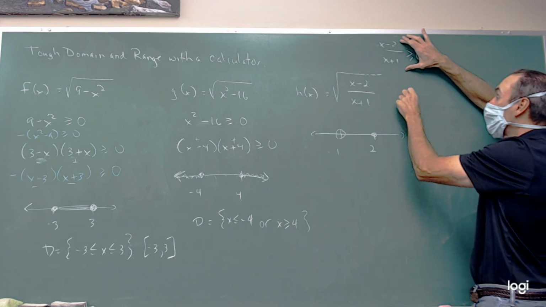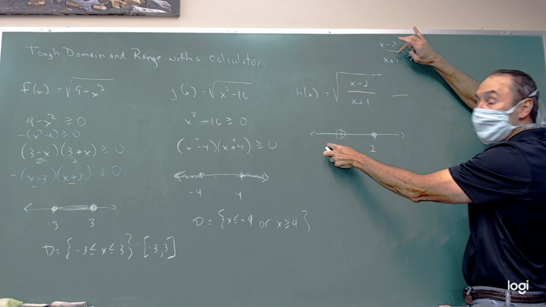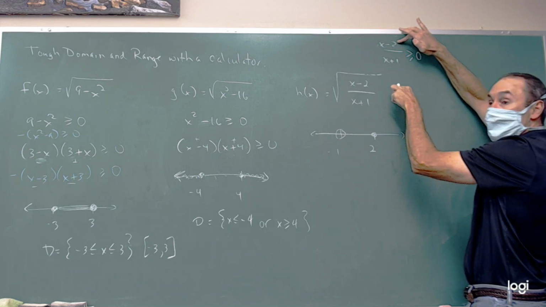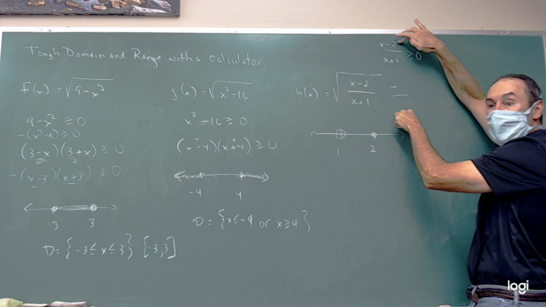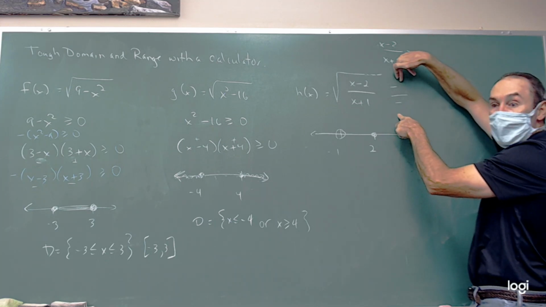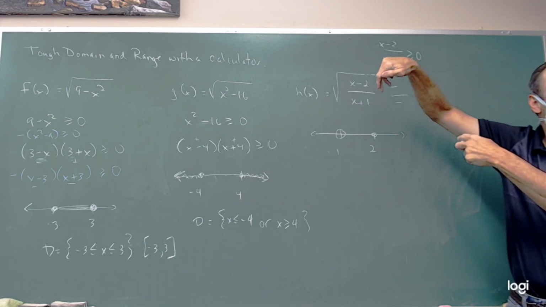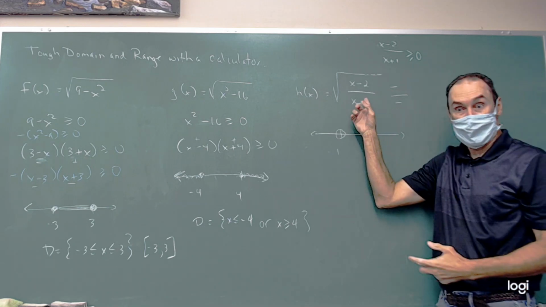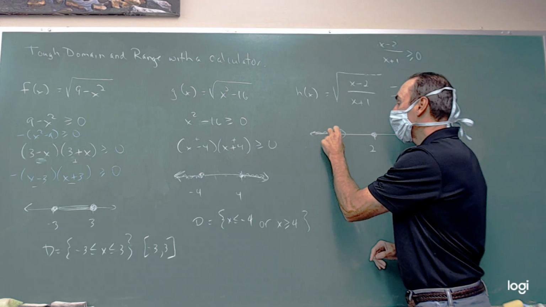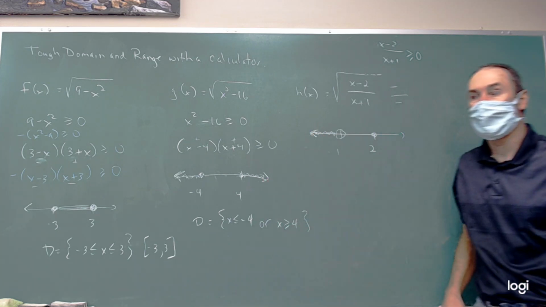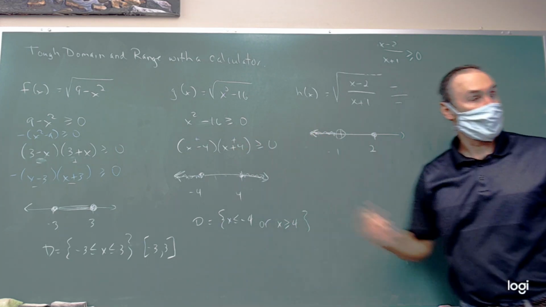Is that going to be positive or negative? So we plug in a negative 2. Negative 2 minus 2, is that positive or negative? Negative. And negative 2 plus 1, is that positive or negative? Negative. Now, a negative divided by a negative, is that positive or negative? So that is going to be positive. So that is greater than or equal to 0. So we're getting, again, like we saw in that second example over here, that outside part.